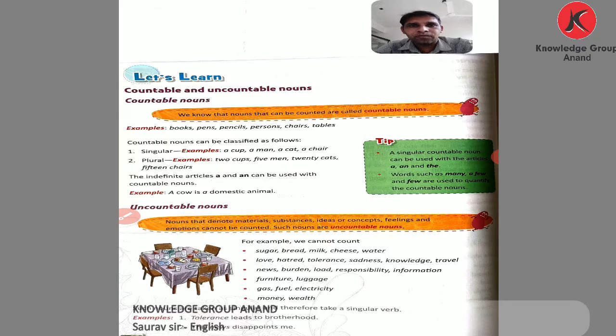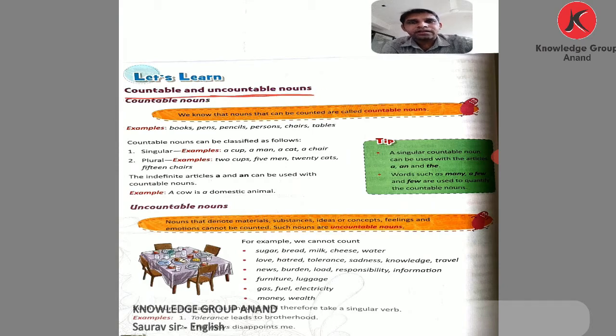Chapter number 1. What is the chapter name? The same, means nouns. Okay. We have discussed many things about nouns, types of nouns, and some activities. Now, today, the types of noun. In these types, we can see here the instruction: countable and uncountable noun.